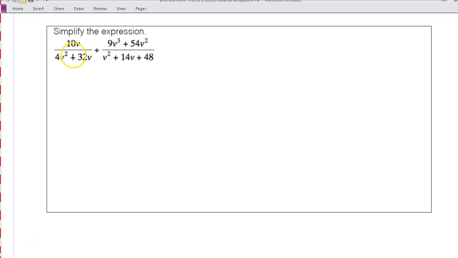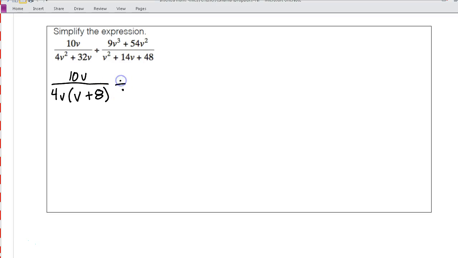So here's a division example. And just like we talked about with multiplication, the first step you want to do is factor as much as possible. There's nothing to factor in this numerator, so I have 10v. In this denominator, each of these two terms has a 4v in common, so I'm going to factor that out. For the first term I'm left with a v, and when I factor out a 4v from here, I'm left with 8. If you're ever not sure if you did it right, just redistribute and see if you get back to the original.